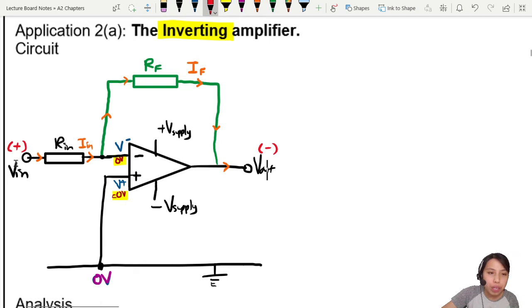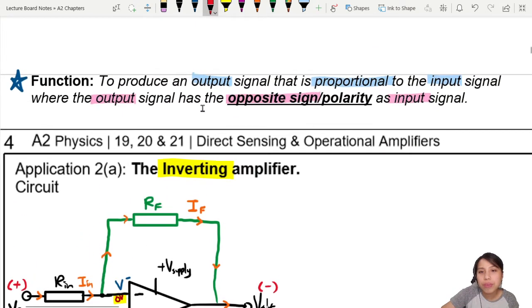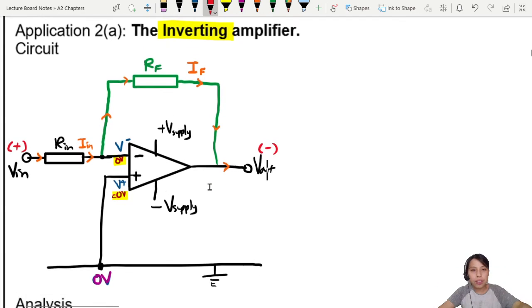So when input is positive, output will be negative. That is called inverting. The in and out, opposite sign. Your input will be opposite sign to the output. So let's continue on here.